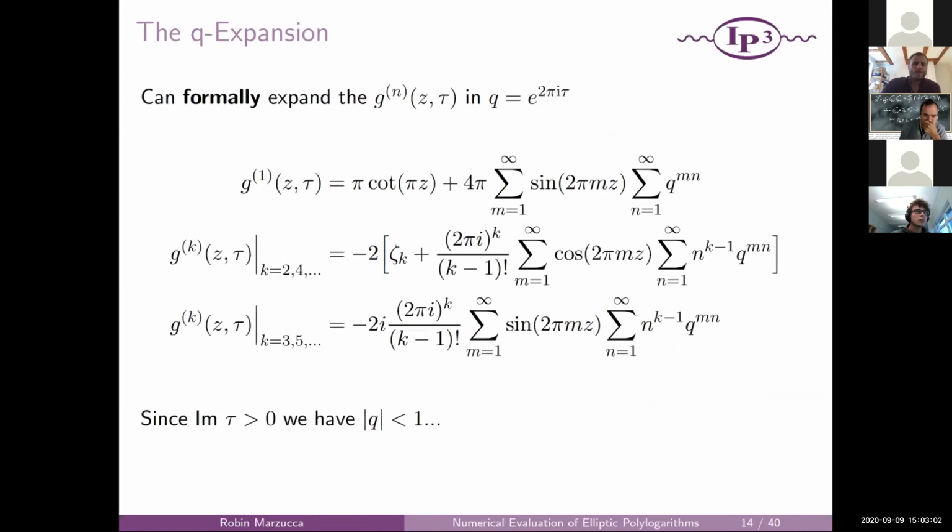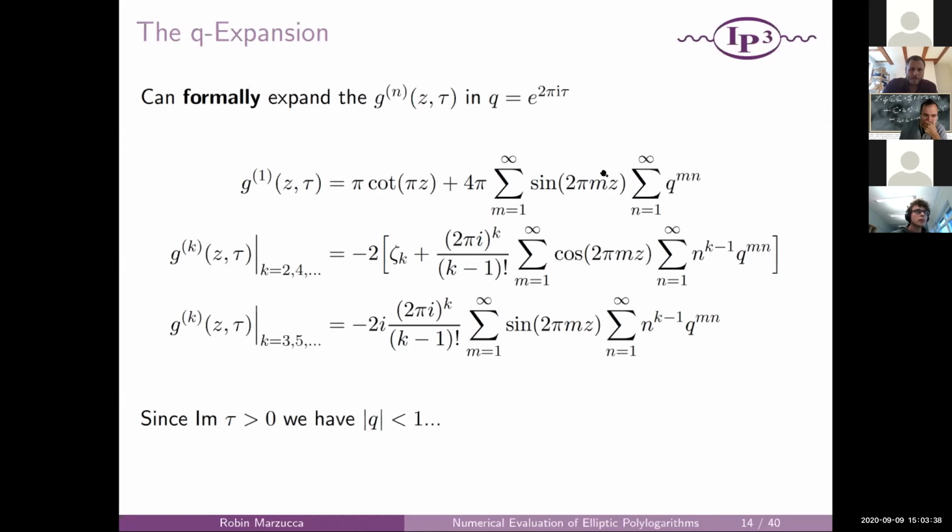Now these coefficients, G, can be formally expanded as a Q series, where Q is defined as e to the 2 pi i tau. The expansion looks something like this, which you may or may not have seen before, but you probably have. And of course, if tau is in the upper half plane, if the imaginary part of tau is larger than 0, that means that the modulus of Q is smaller than 1, which is a good sign for this thing to converge.